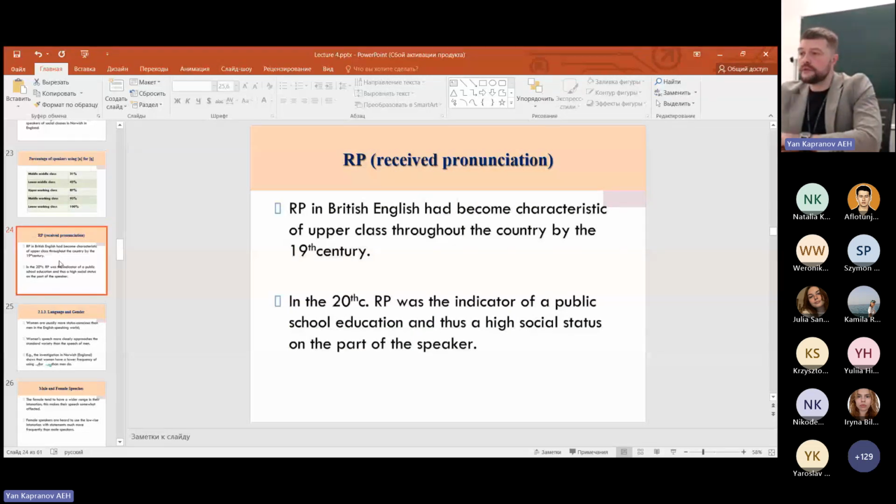Then received pronunciation. Received pronunciation in British English had become characteristic of the upper class throughout the country by the 19th century. In the 20th century, received pronunciation was the indicator of a public school education and thus of a high social class, social status on the part of the speaker.